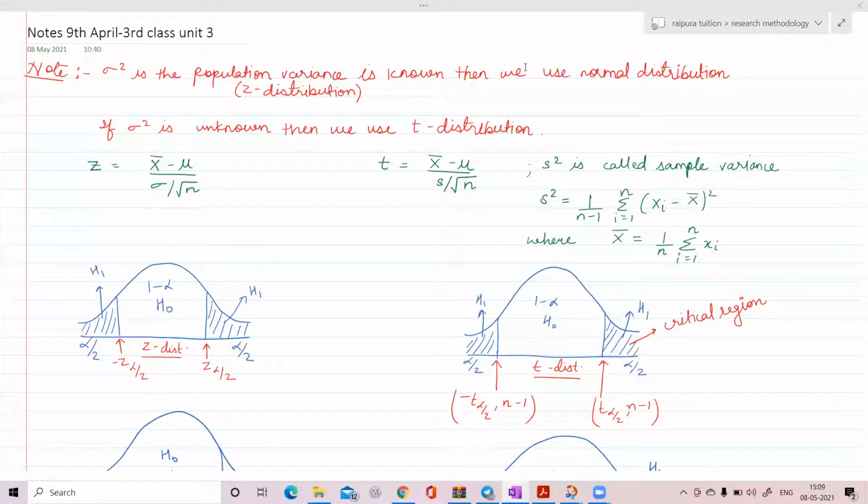Hello everyone. So this is the third lecture of Unit 3, which was taken by Samantha sir, in which he discussed all these key points.